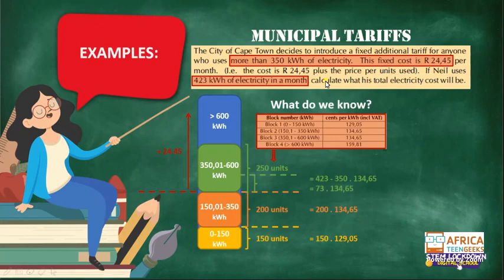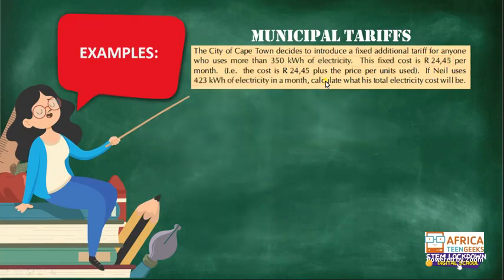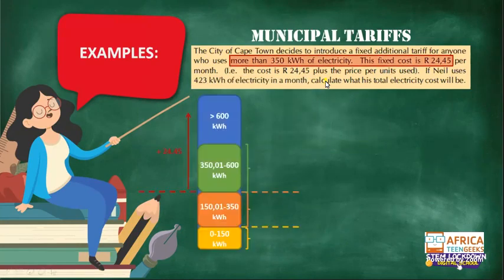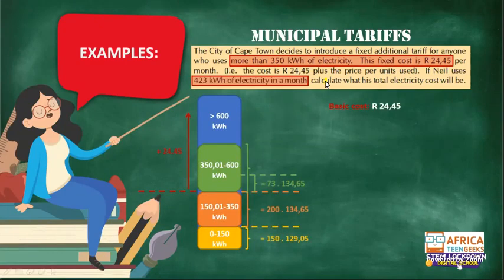Okay, so now we just have to start doing our calculations. Let's just get all that information there again. Now, first of all, we have to remember there's a basic cost. So our bill can start out with 24.45 because we know that if we take this line over here, Neil used more than 350. So we start out with our basic cost of 24 Rand.